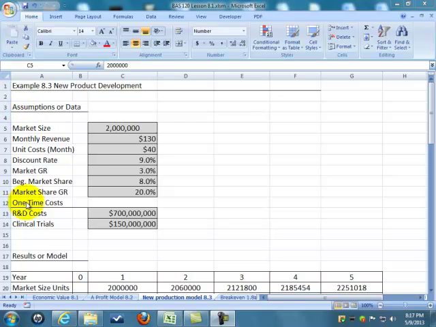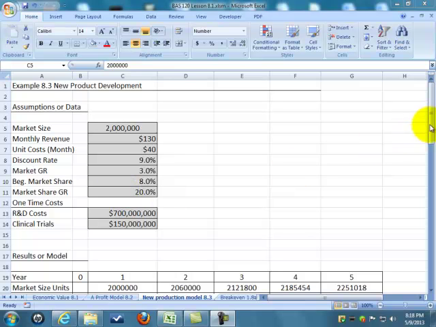Here's the various assumptions they gave us. Market size in terms of units was 2 million. Monthly revenue is 130, monthly cost 40. They told us the discount rate for purposes of our net present value calculation was 9%. So discount rate just means what rate we discount our future earning streams back to put them all back to present value. They told us that the market was growing at 3%, and they told us our market share beginning was 8%, and our market share growth rate, I put GR to shorten it, was growing at a healthy 20%.